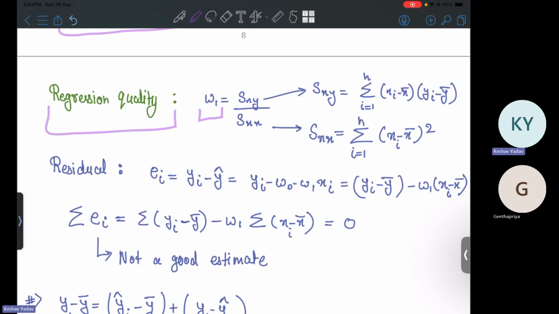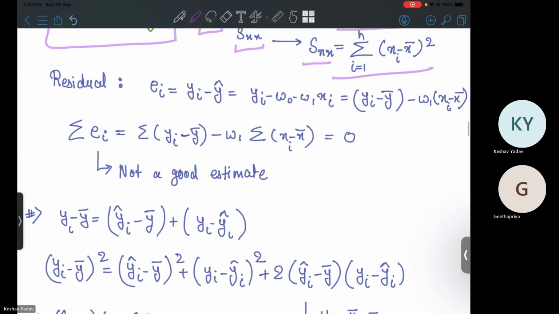So here, in simple linear regression, W1 can be written as Sxy divided by Sxx. Sxy and Sxx are defined like that. So if we write the residual, what will it be? ei will be equal to yi minus y hat. This can be written like that. I have put the y hat value as W0 plus W1 xi.